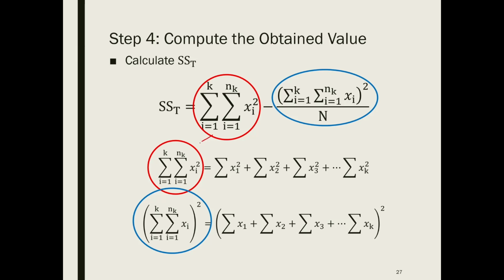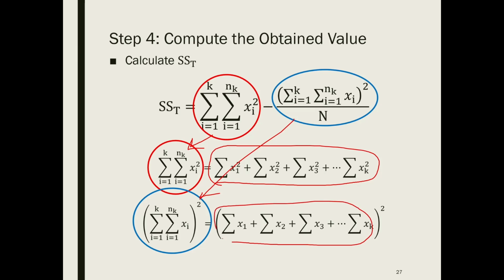The first part just looks like this: you square everything and add the sum of them together. The second part looks like here: you add everything together, then you square it. Be careful when you square it. I will do a worksheet later in the PowerPoint, so this is just briefly talking about how you do this one.